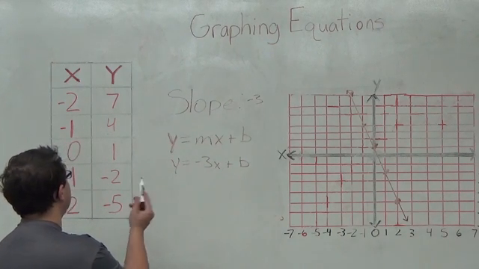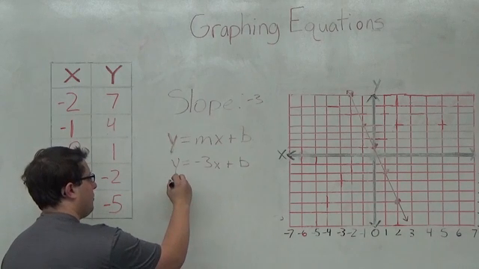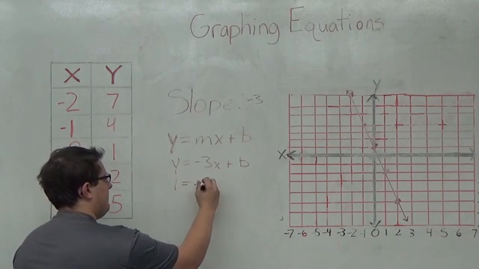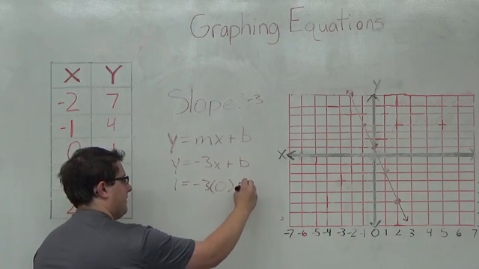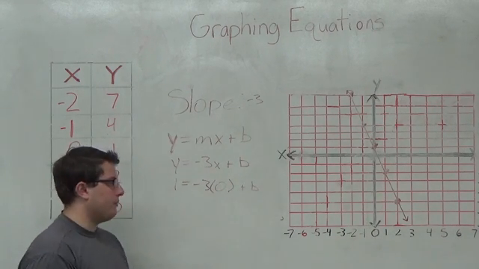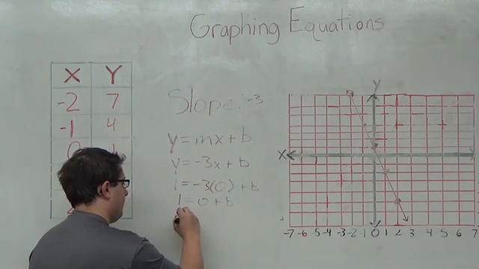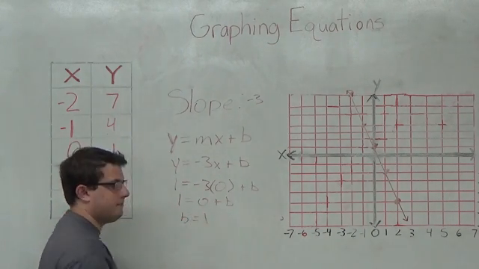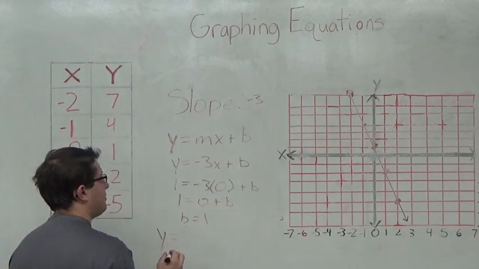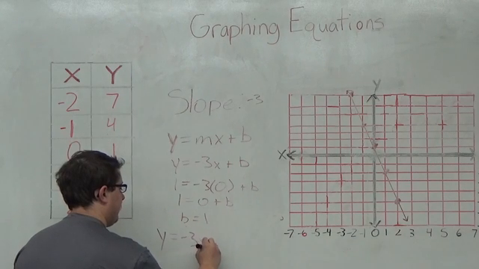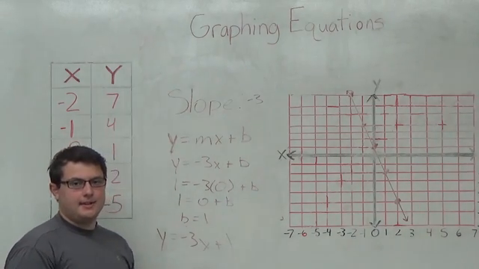So I'm going to pick the point 0, 1. So when y is equal to 1, x is equal to 0, plus b. And now, just to work through the math, 1 equals 0 plus b, b equals 1. So the new equation for our line is y equals negative 3x plus 1. And that's how you calculate the equation of a line.